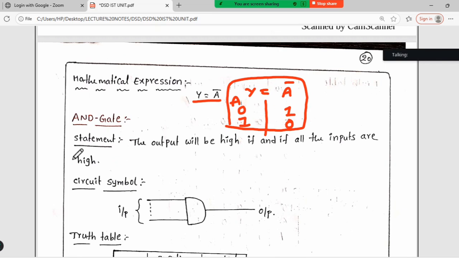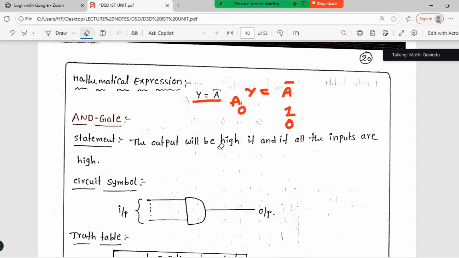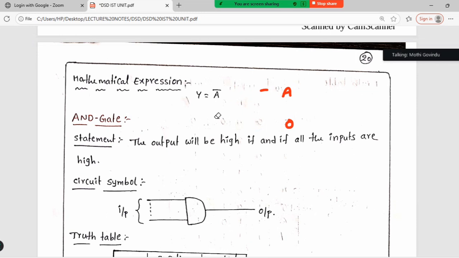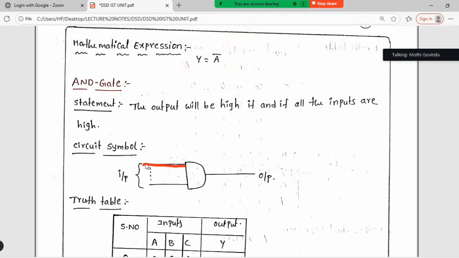Next, we are going to discuss the AND gate. The AND gate has two or more inputs, minimum two or more than two, and it produces a single output. The output will be high if and only if all the inputs are high. Internally, the AND gate performs a product operation.